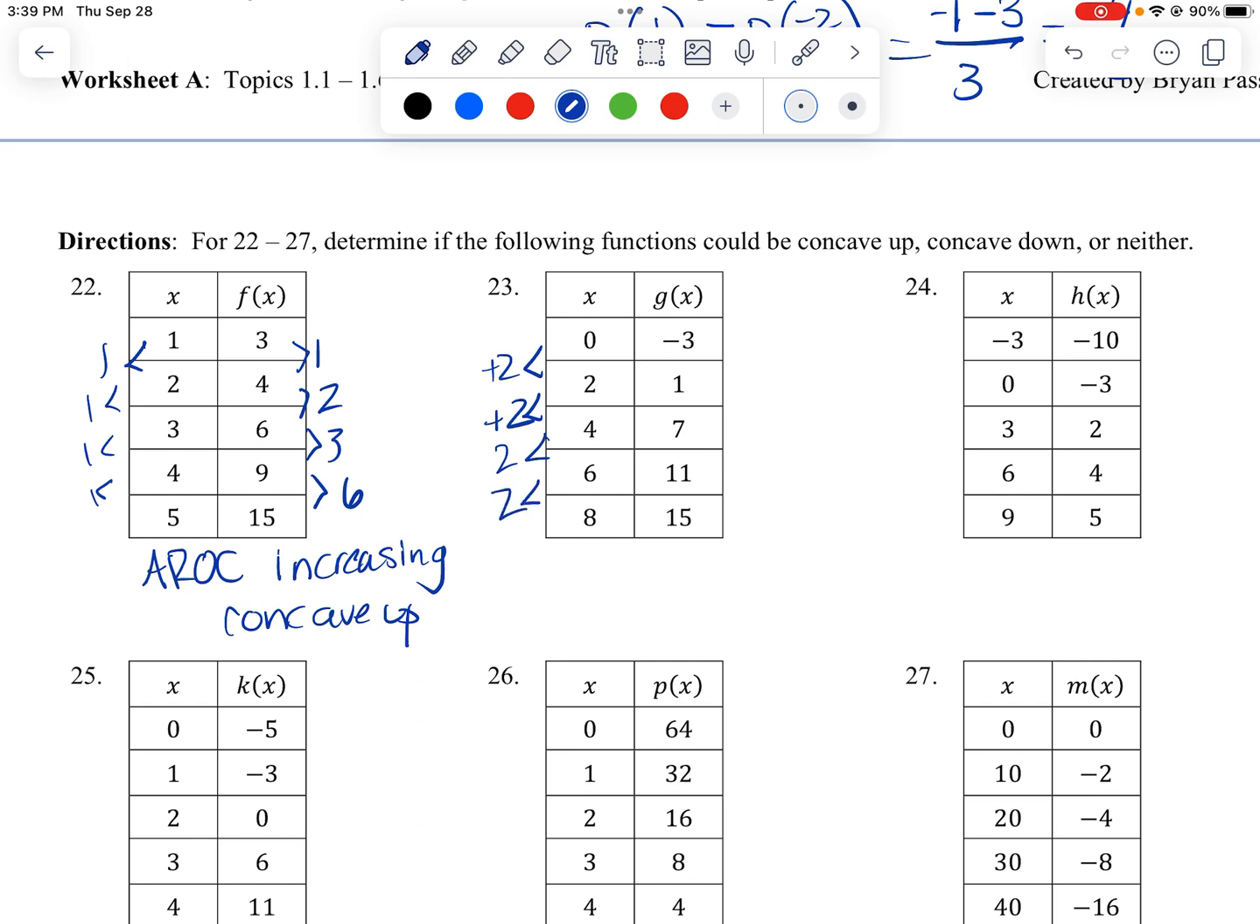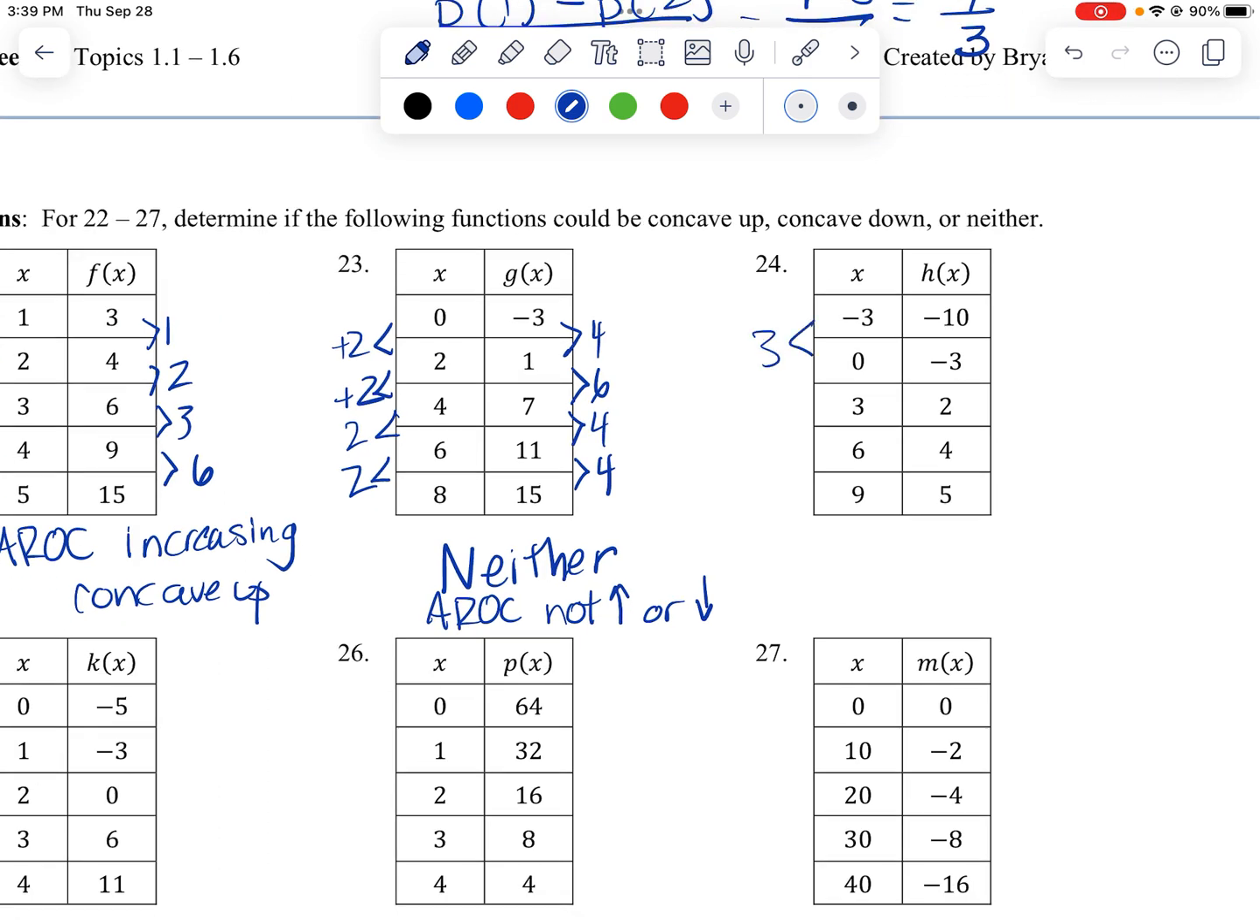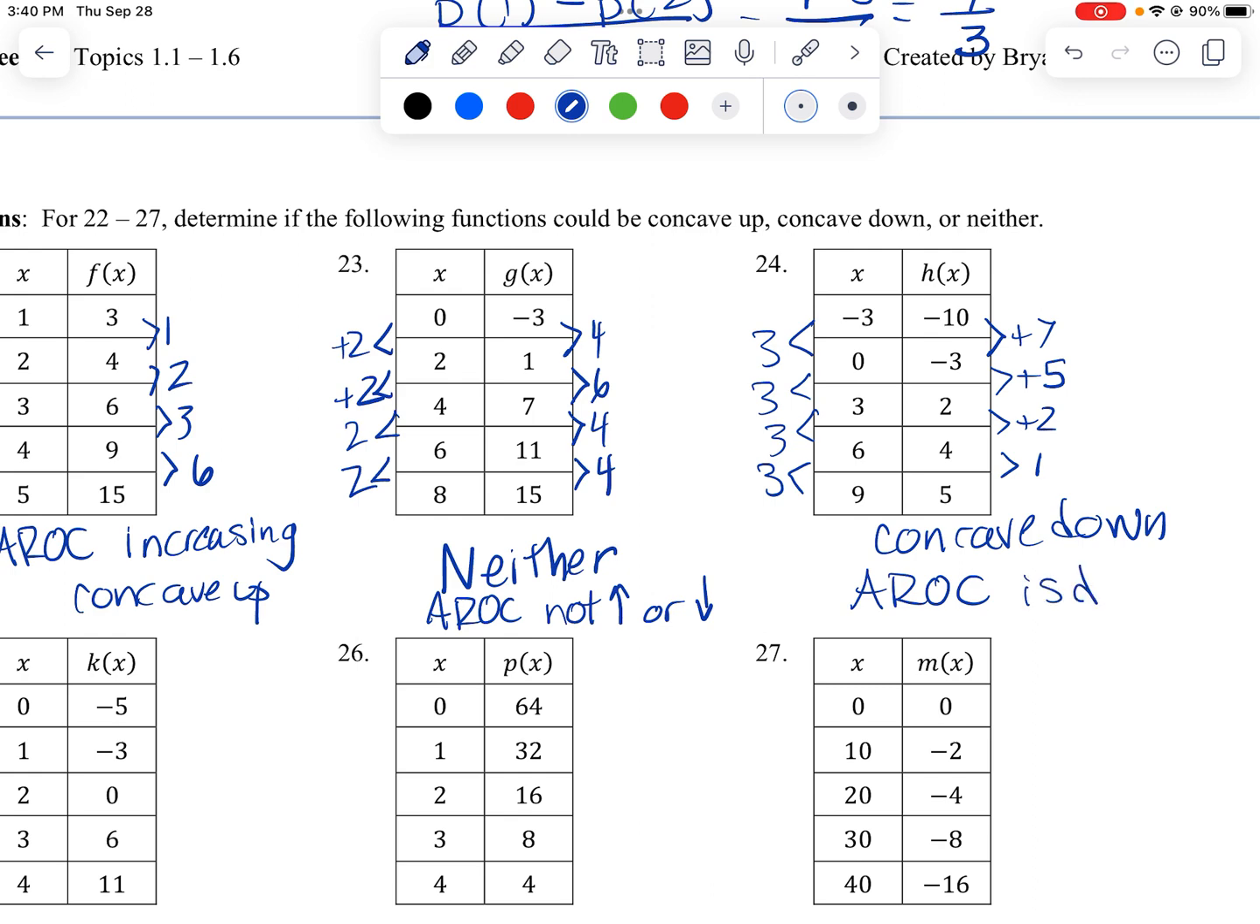Now these, they're all going up by 2s. All right, so let's see. So this is going up by 4, 6, 4, and 4. So I'm going to say neither, because it's not increasing, or just average rate of change, not increasing or decreasing. So this one's going up by 3, which is nice. So now we can do that shortcut and just check this one. It's going up by 7, up by 5, up by 2, up by 1. So that is decreasing, so it's concave down, because the average rate of change is decreasing.